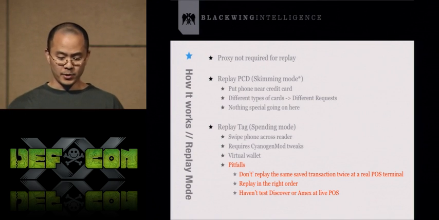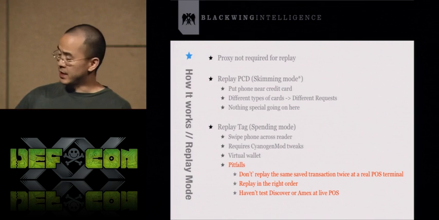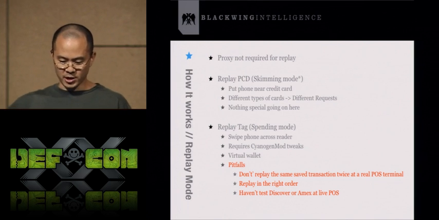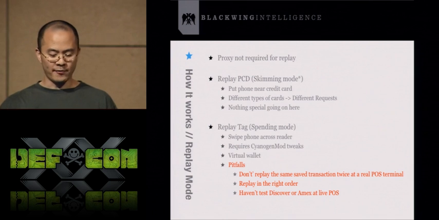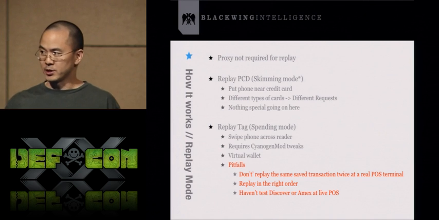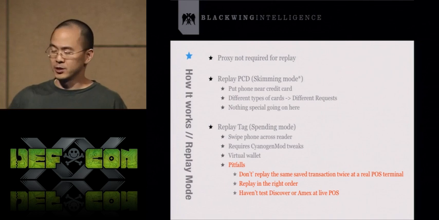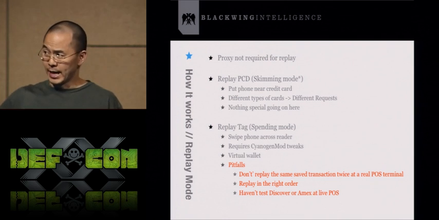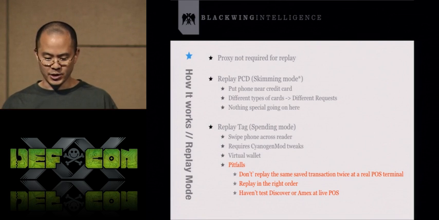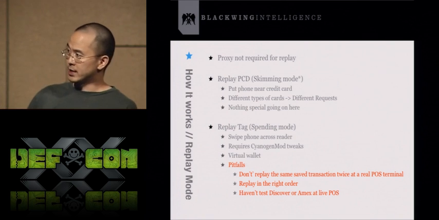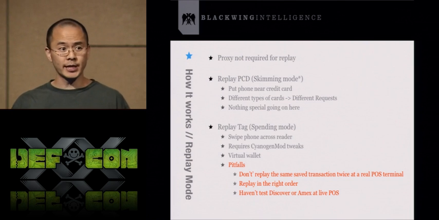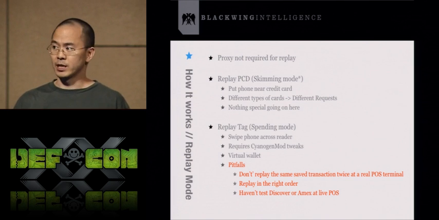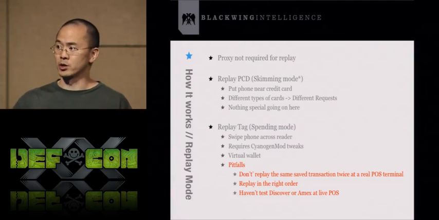Now, there's tag replay mode. This is probably the most exciting feature of the tool. This is also called spending mode. So you take the phone, you swipe it across the reader, and basically you can start spending someone's credit card. You use it just the same way you use Google Wallet. This one, again, is the phone that requires the CyanogenMod code. So you can use this basically as a virtual wallet. So if you scan your own credit card several times, you can use your own credit card and replay it at a real live point-of-sale terminal.